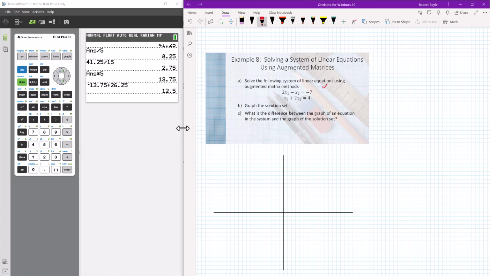Okay, so before we can use augmented matrix methods, we have to actually write this as an augmented matrix. So for the first row, which is the first equation, we are going to have 2, -1, -7. For the second equation, we are going to have 1, 2, 4.